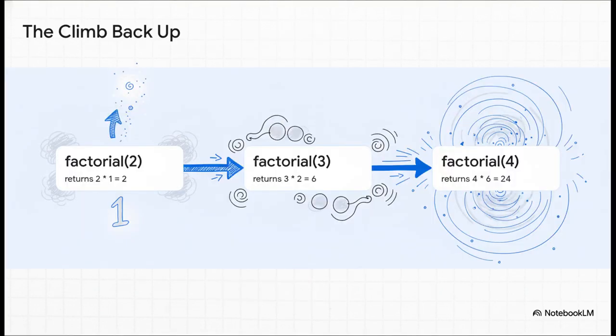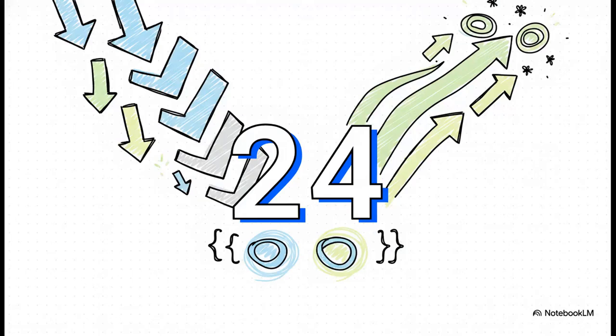And now the really cool part begins. Factorial of 1 returns its answer, 1, back up to factorial of 2. Now factorial of 2 can finally solve its part of the puzzle. 2 times 1 is 2. It returns that result up the chain. Factorial of 3 gets the 2, calculates 3 times 2 is 6, and returns that. And finally, our original call, factorial of 4, gets the 6 and calculates 4 times 6 to get our final answer, 24. And that's recursion in a nutshell.